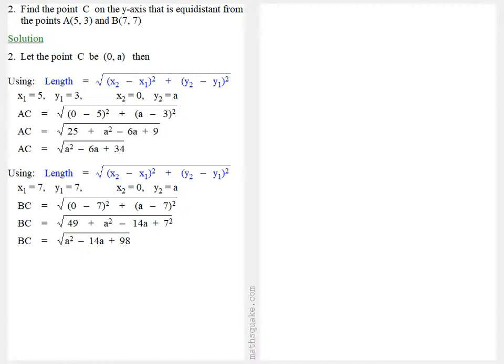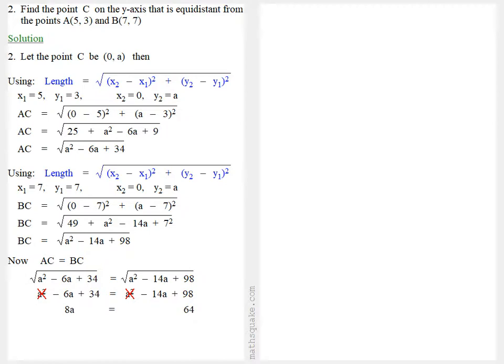Now we're told that C is equidistant from A and B, so that means AC is equal to BC. So if we equate those two results and square, we get a squared minus 6a plus 34 is equal to a squared minus 14a plus 98. Now the a squareds cancel, and that leaves us with 8a equals 64, or a is equal to 8. So our answer is the coordinates of C are (0, 8).